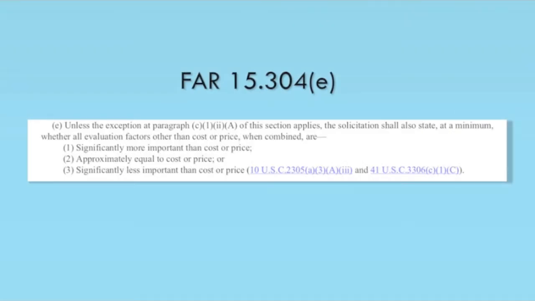The FAR requires the government to state whether all non-price factors, such as technical and past performance, when combined, are significantly more, approximately equal to, or significantly less important than cost or price. This allows industry to direct its proposal preparation resources appropriately.